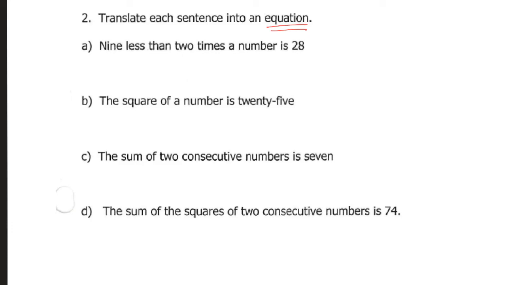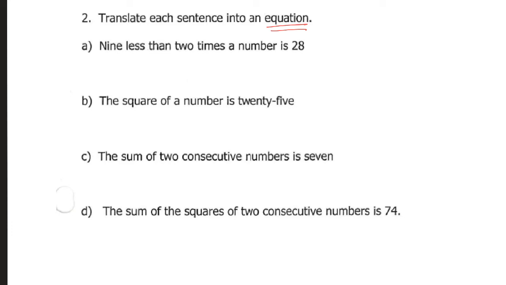We don't throw them around. We make sure that we understand what each is stating. So now when I translate each of these 4, I have to make sure that I have the equal symbol in there. Okay, same thing, give A a read, give it a shot. Pause it now. Okay, we're back. So A says 9 less than 2 times a number is 28.